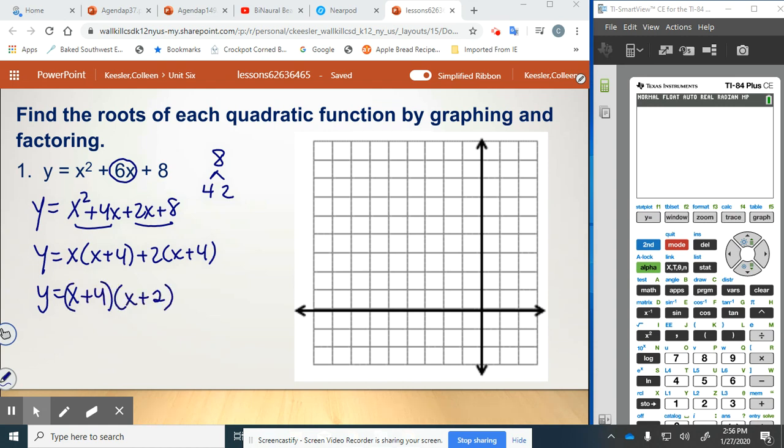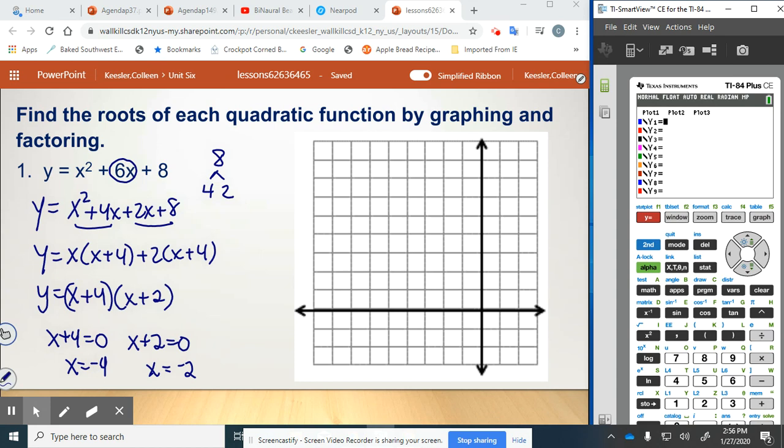And remember, if I were to set those equal to 0, x plus 4 equals 0, I would get x equals negative 4. And if x plus 2 equals 0, I would get x equals negative 2. So we know those as the solutions, but they're also what's called the roots of the quadratic equation. So let's see what it looks like.